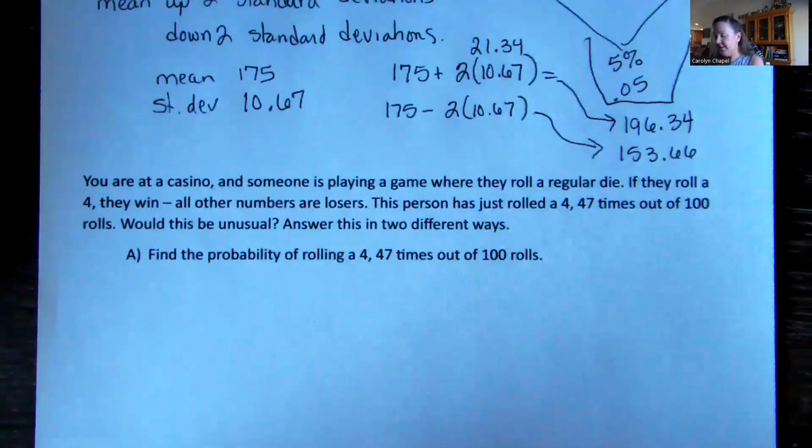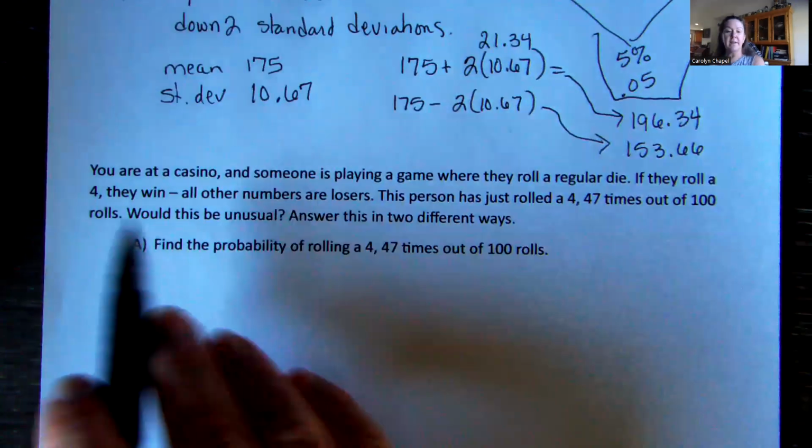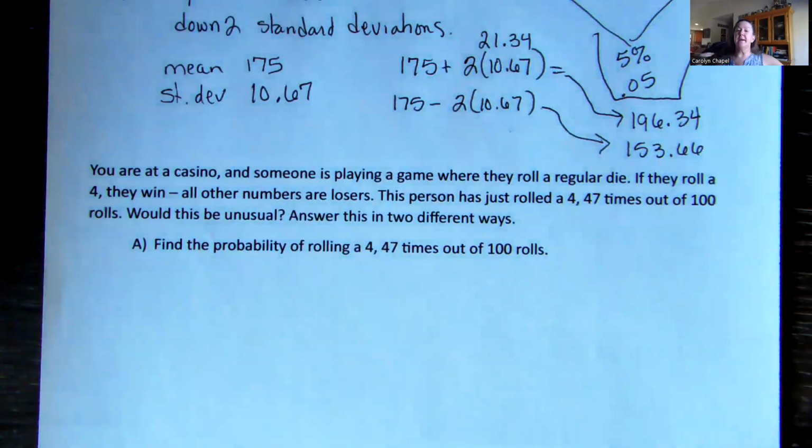And I'm going to show you some of the things we could do. Okay, let's say we're at a casino and someone is playing a game where they're rolling a regular die. And if they roll a 4, they win. All of the other numbers are losers. Okay, and someone just told you that this person rolled a 4, 47 out of the 100 rolls. Would this be unusual? We can do this a couple of ways.